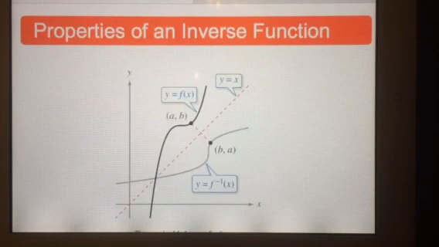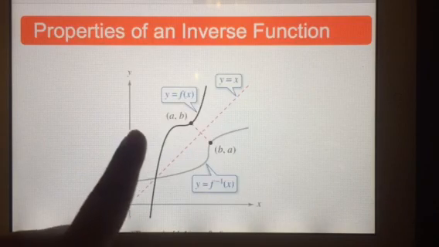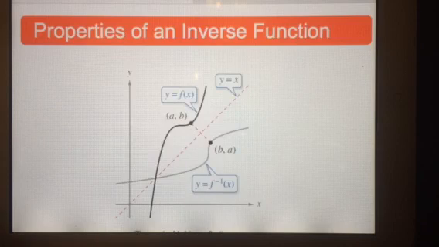Let's just quickly recap the property of an inverse function, which is that two functions are inverses if they are symmetric about the line y equals x. And because they are symmetric, what happens to the x and y coordinates such as (a, b), they flip, and for the inverse function, that becomes (b, a).